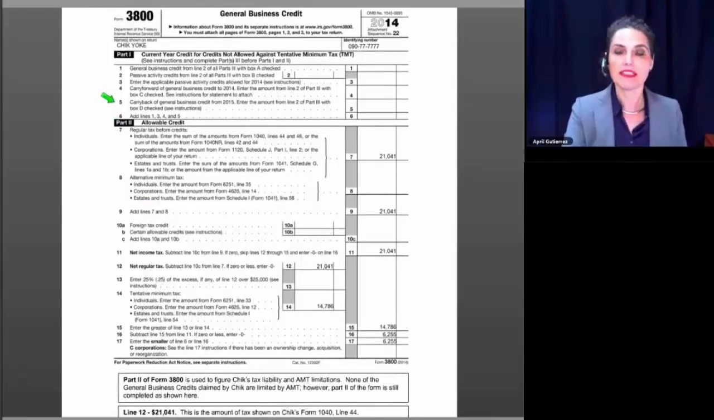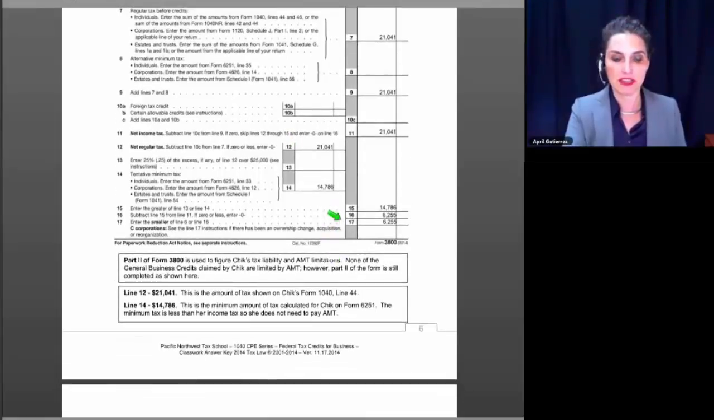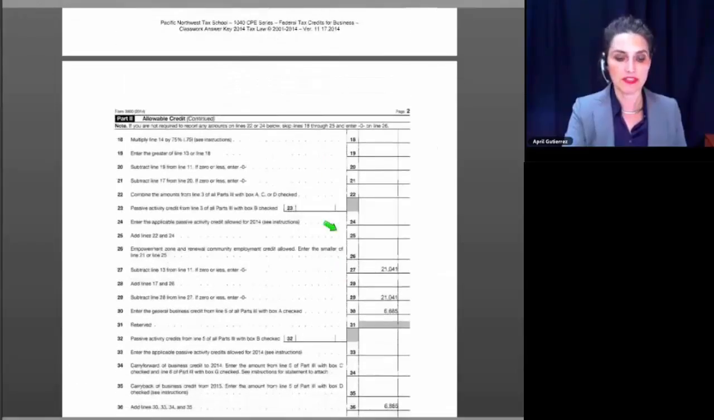But she still does need to complete Part 2 of Form 3800, and that includes computations to determine what her alternative minimum tax is. When she's done with all of this, her alternative minimum tax, $14,786, is less than the tax figured under the regular tax. She's not going to be paying AMT. She's also not going to be subject to a limit on the amount of credit she can claim. The credit of $62.55 is allowed in full.